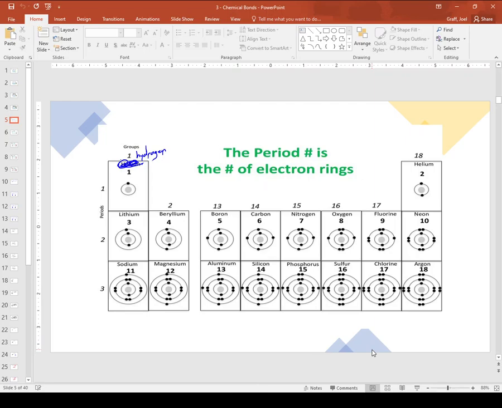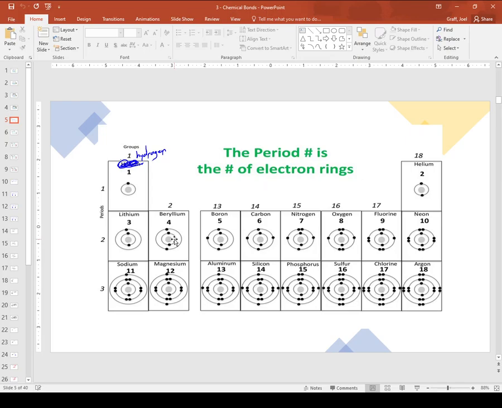And this is showing the electron rings. The elements in the top row have 1 electron ring. The elements in the second row have 2 rings of electrons. The elements in the third row have 3 rings or shells of electrons. And if we look at the outer electrons, all the elements here in this first group have 1 electron in their outer shell. Then we have 2 electrons in the outer shell.